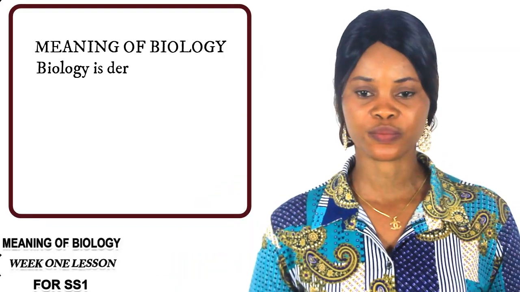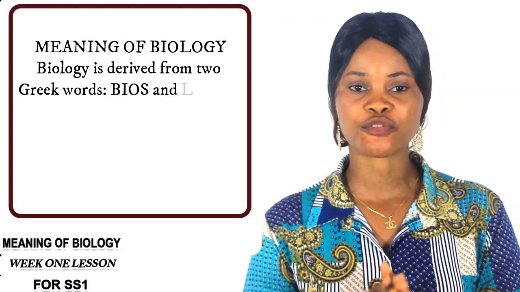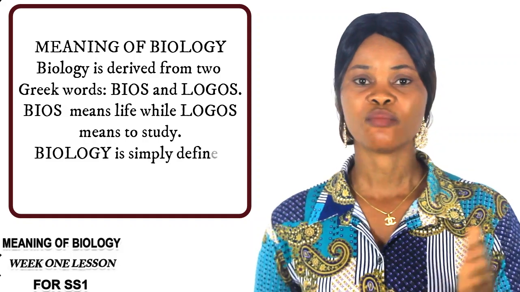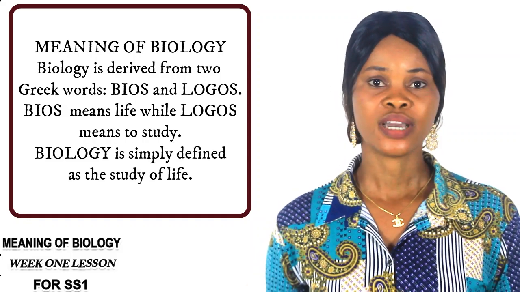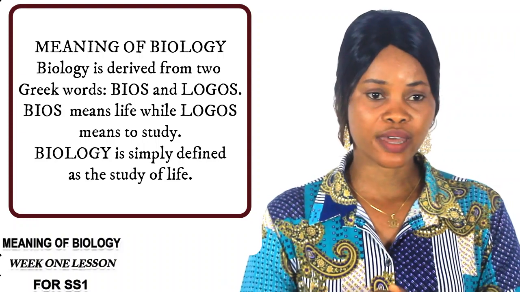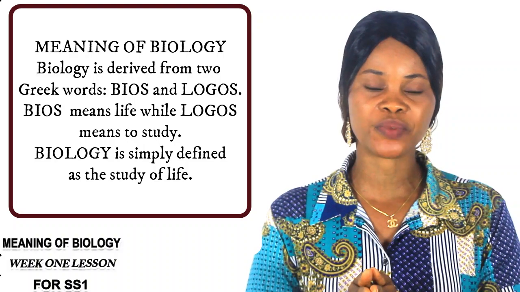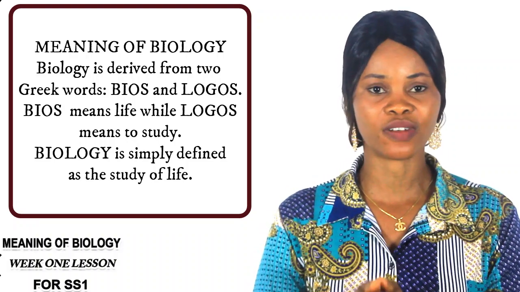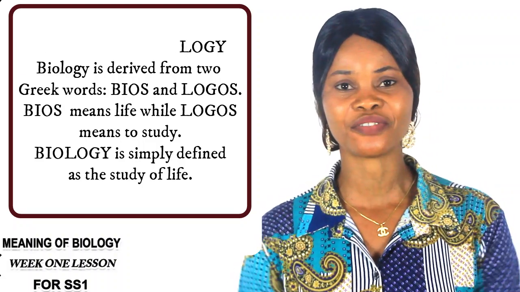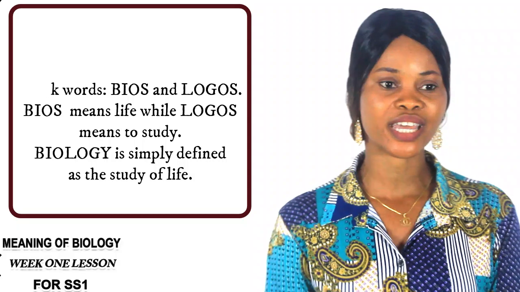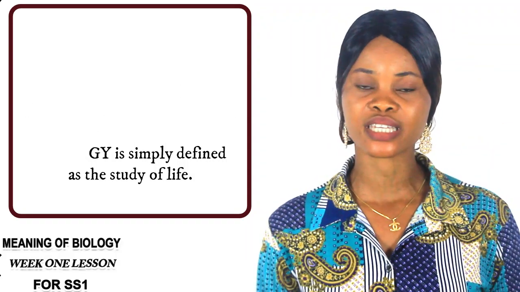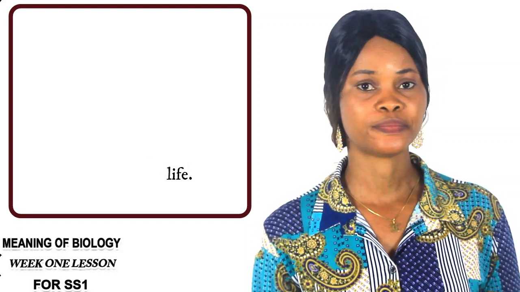So what is biology? Biology is derived from two Greek words, bios and logos. Bios means life, and logos means to learn or to study. Putting it together, biology can simply be defined as a study of life. But in general terms, biology is defined as a study of living things, that is, plants and animals, because it is living things that have life in them.